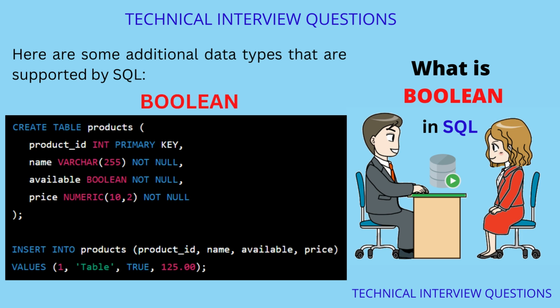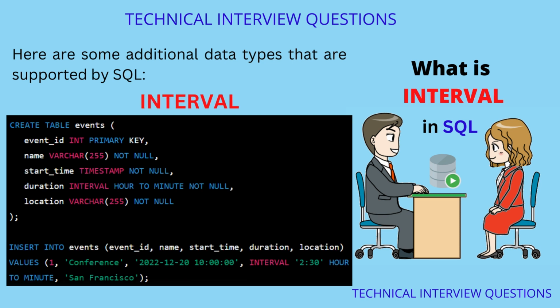Boolean. This data type is used to store logical values, either true or false. Here, the available column is of type Boolean and stores a value indicating whether the product is available for sale. Interval. This data type is used to store a duration or time interval. It can be used to store a fixed or variable length period of time, such as years, months, days, hours, minutes, or seconds. Here the duration column is of type interval and stores the duration of the event as a time interval.